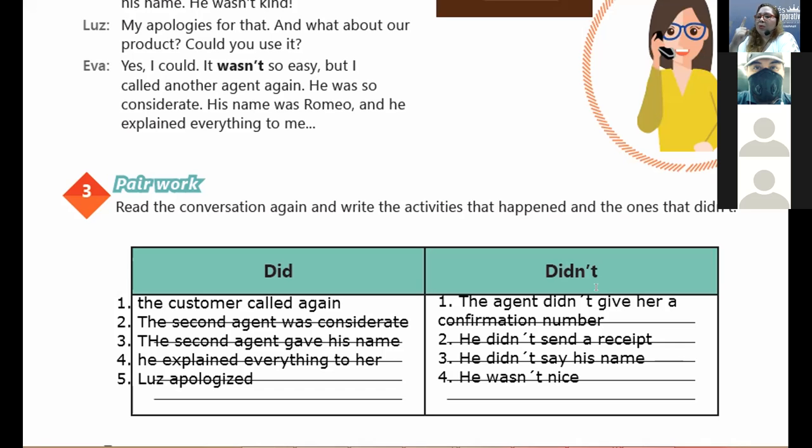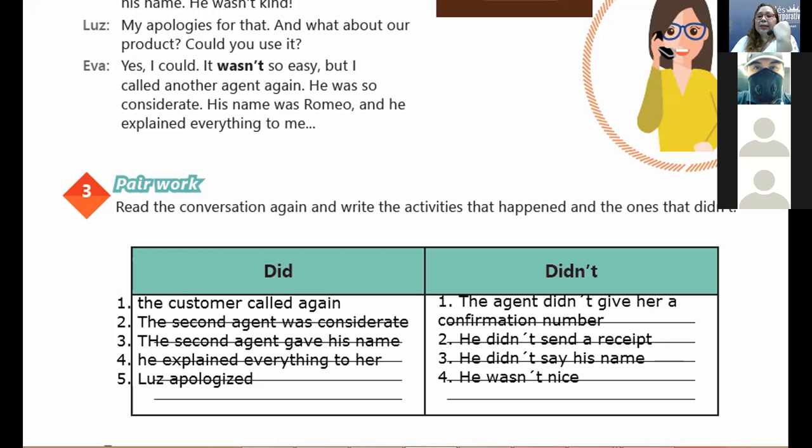Que está en la primera columna de su tablita, de su lista de verbos, ¿verdad? La primera columna, esta es la segunda columna de los verbos. ¿Ok? So, the agent didn't give. No dio, ¿verdad? Aquí, the customer called. El cliente llamó. ¿Ok? Transformemos esta en negativo, la primera, para que veamos la diferencia. ¿Ok? The difference between affirmative and negative.